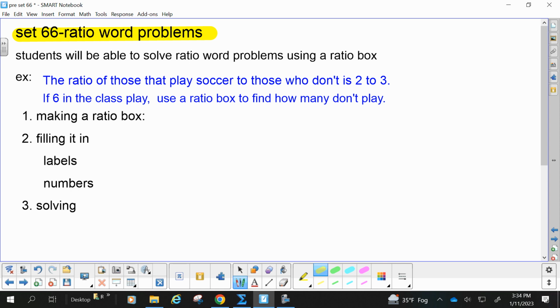Proportions are often used all the time in real life, whether it be cooking or business or your job or in construction, so many things. So here's one example. Sadly, I don't have a handout for you, so you're going to have to write it down. The ratio of those that play soccer to those who don't is 2 to 3. If 6 in the class play, use a ratio box to find how many don't play.